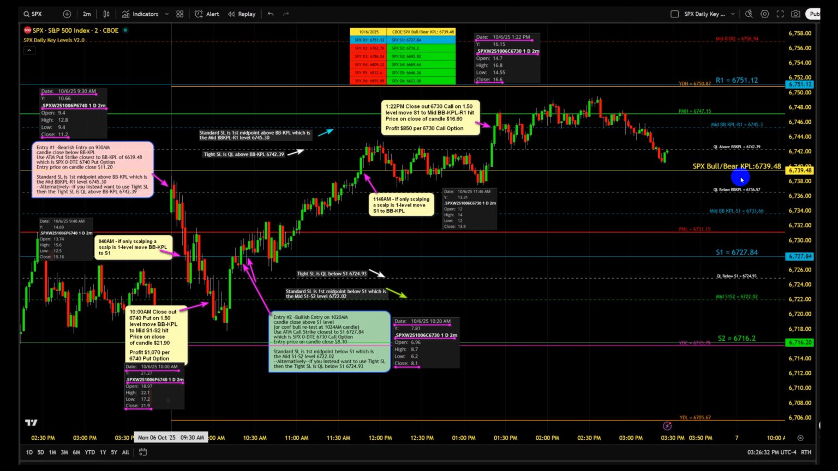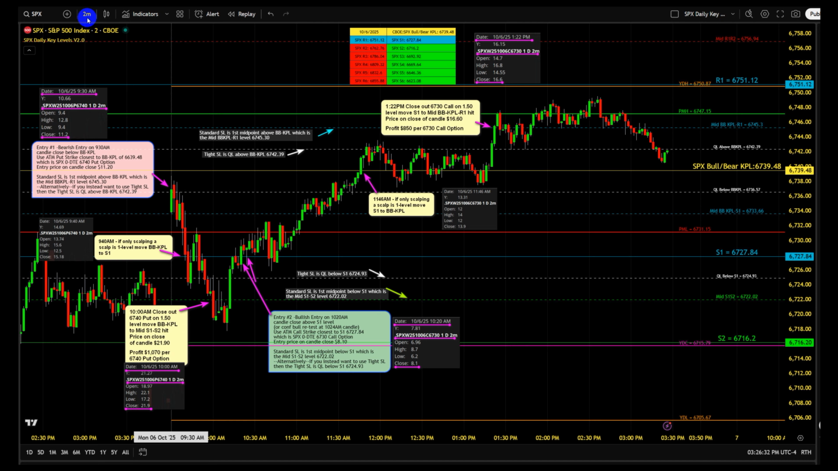So preferably when you're starting off the session, it's usually better if you zoom in, say from R3 down to S3 or R2 down to S2, to give you a more granular view of the price action that's occurring at the open.